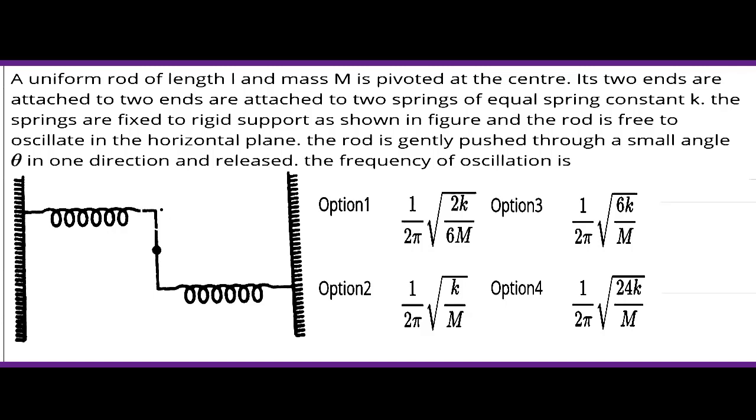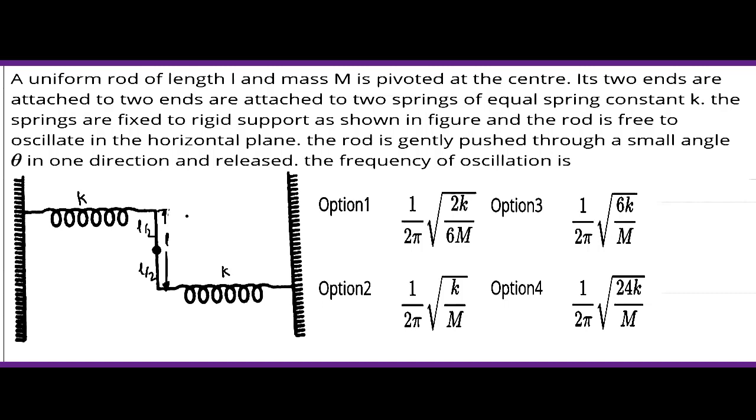So this rod is having a length of L, which is pivoted at the center. So this distance will be L/2 and this will be L/2. Now the two ends of the rod are connected by two springs having a spring constant of K. Now if we displace the rod by an angle of theta, then we have to find the frequency of the oscillation.